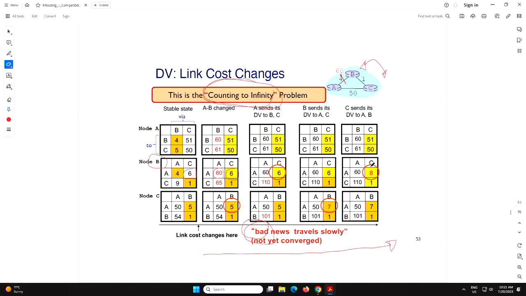So not all the iterations are shown here. It's just to stop. Similar things also happen for node C. It has 5, and then now it becomes 7, and then they continue like this. So if you look at node C, then it thinks that it can go to A via B. It's the same thing. So B thinks it can go to A via C, and C thinks it can go to A via B. So that's where the problem is.